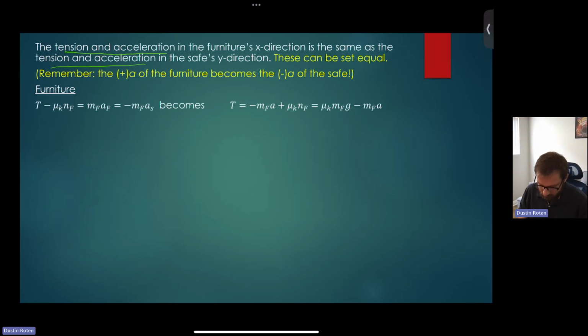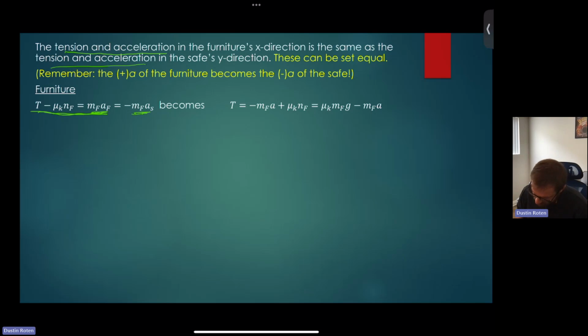So with the furniture, we can make that change right here. This is what we started with, but we can say, oh, hey, this has to equal negative. We want to know the acceleration and velocity of the safe, but that's got to be negative of what the furniture is doing. So we can slip in this negative. It's totally justified, right?